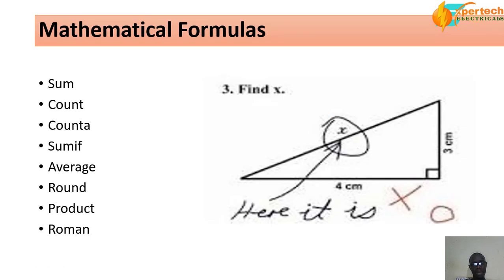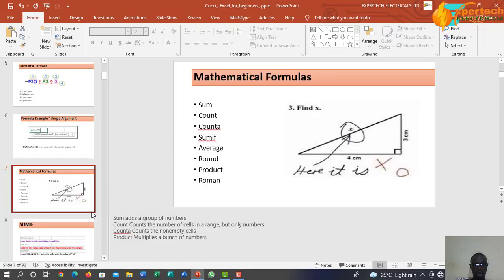Then some of the mathematical formulas that are built into Excel are summation, we have count, we have counter, we have sum if, we have average, rounding off, product or multiplication. Then we have the Roman. So you can maybe ask yourself what these things do.